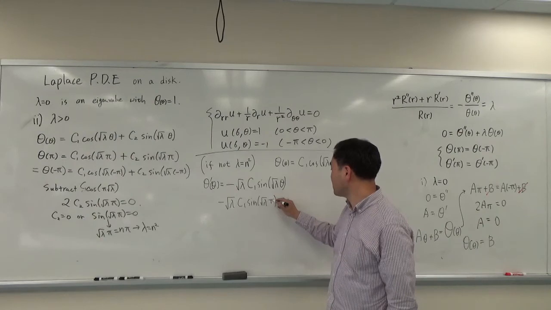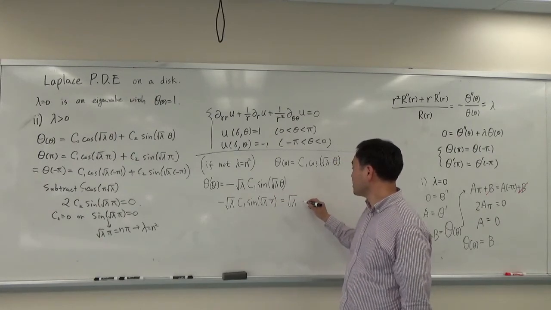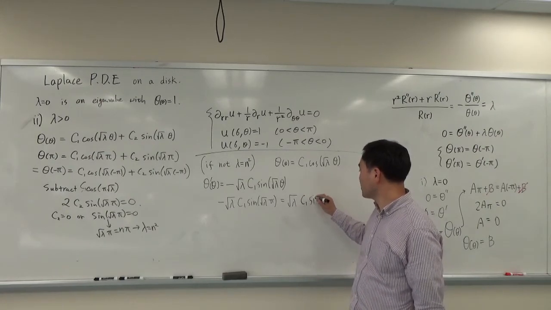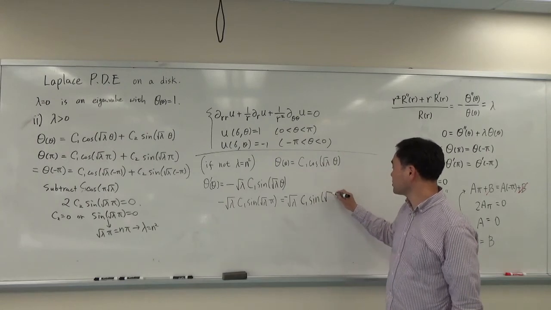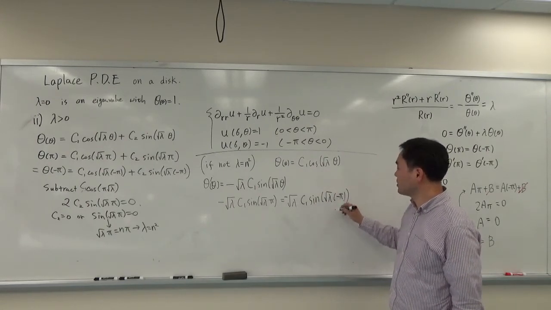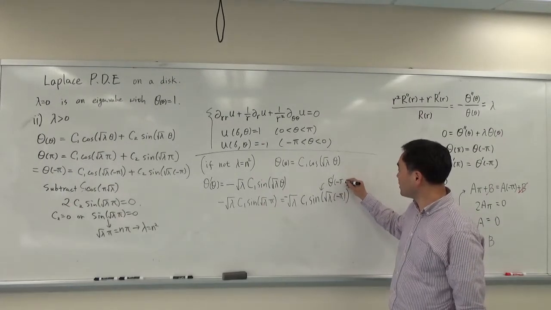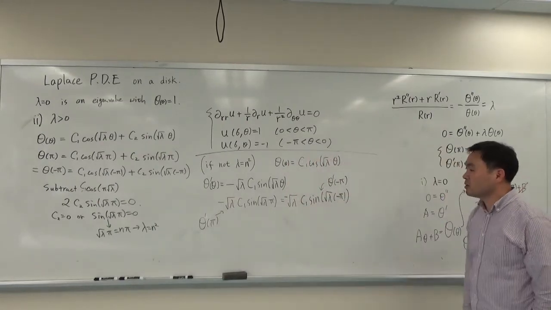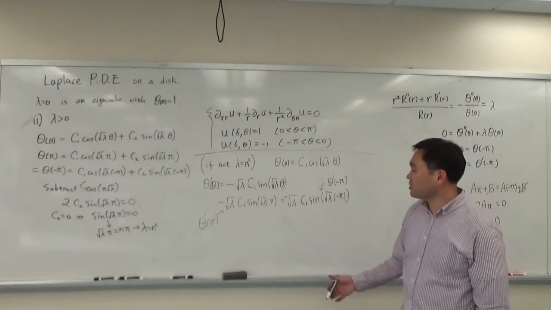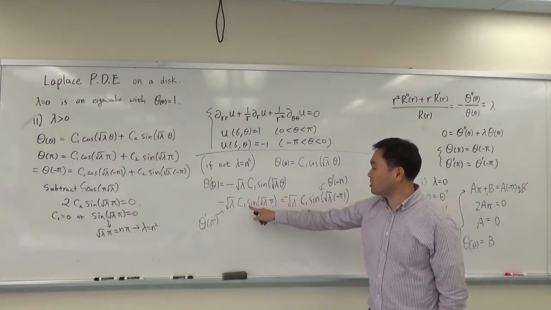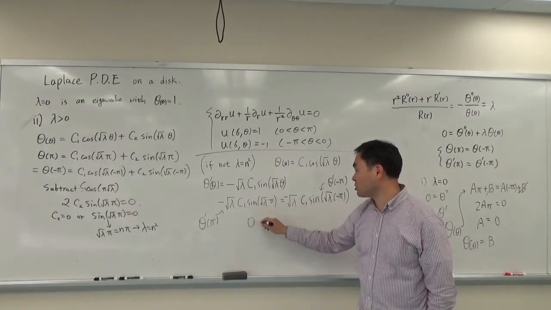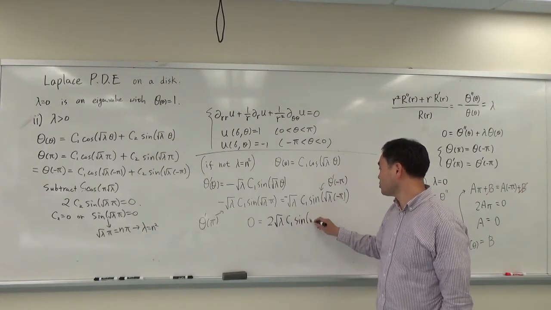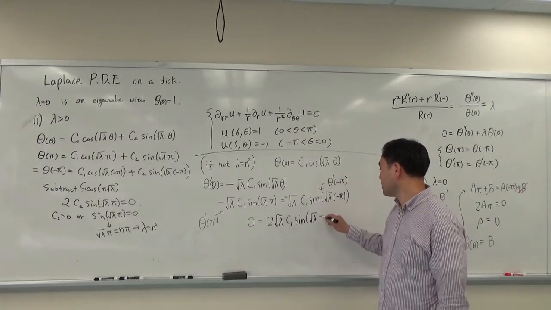Plug in pi here. Negative pi here. So this one here is theta prime of negative pi, and this one here is theta prime of positive pi. But then again, minus minus cancel, so it's plus, and then if you bring this to the other side, you get the same equation: 0 equals 2 square root of lambda C1 sine square root of lambda pi.